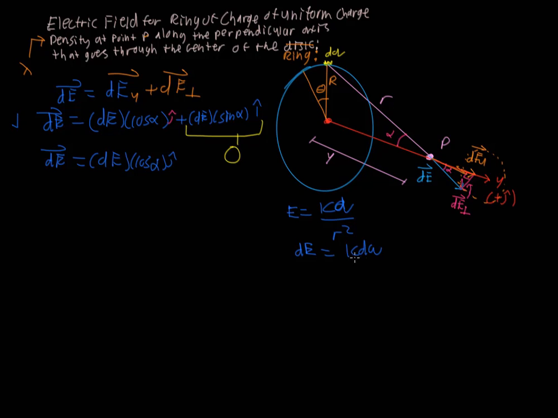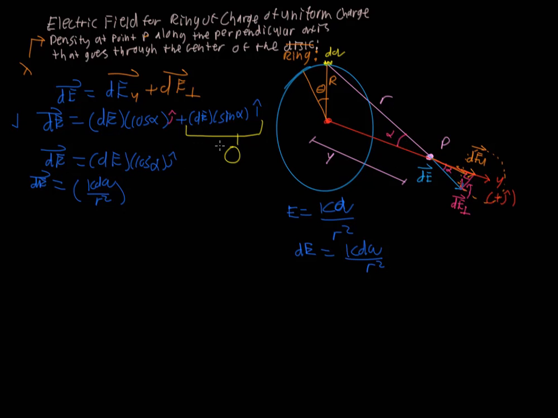So k dq over r squared, right? Q is the magnitude of the charge. So we sub this in, and so we end up getting that the dE is equal to k dq over r squared, and that's the dE. So now we want to talk about what the cosine of alpha is.